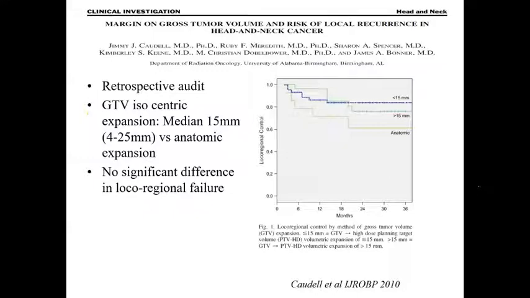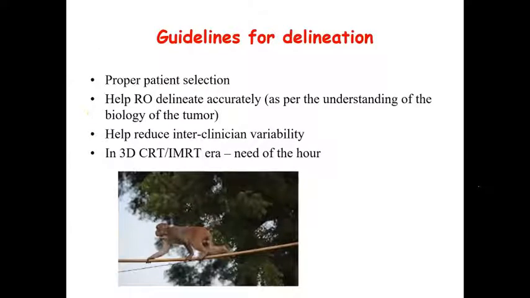So they looked at the long-term failure results and the expansion, how that impacted upon the long-term failure. What they did was that they subgrouped it into less than 15 millimeters and more than 15 millimeters and the anatomical compartment. They found that actually it is not significantly different. So they felt that anything less than 15 millimeter of expansion might be safe.